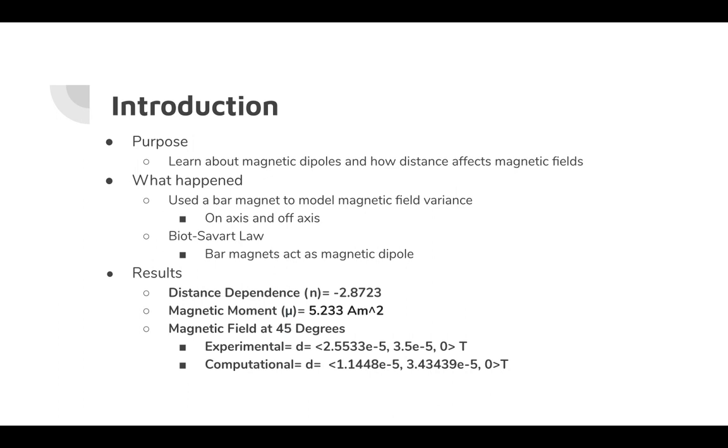Some results: we found that the distance dependence n was negative 2.8723, the magnetic moment mu was 5.233, and the magnetic field at 45 degrees experimentally was 2.5533 e to the negative 5 and 3.5 e to the negative 5, and computationally it was 1.1448 e to the negative 5 and 3.43439 e to the negative 5.